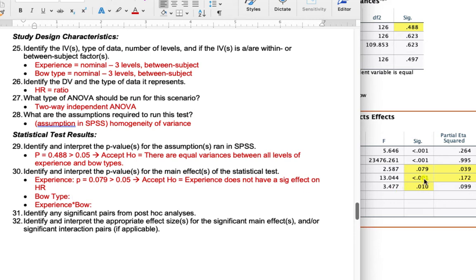Our p-value for our bow type was right underneath our p-value for experience. So p is less than 0.01, which is less than 0.05. That's our alpha level. So in this case, we would reject the null hypothesis and say that bow type has a significant effect on heart rate.